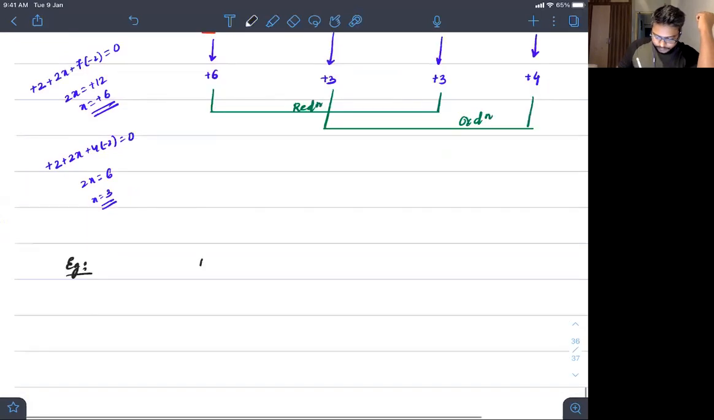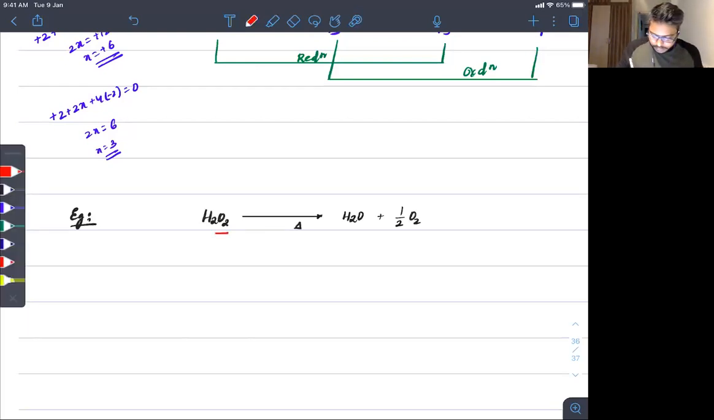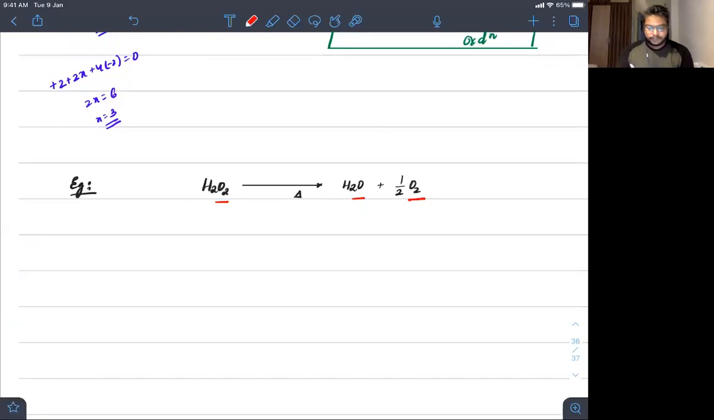Do this now. H2O2 on decomposition, that is H2O2 on heating, will give us H2O plus half O2. Now check the oxidation state of oxygen here, here, and here. What is the oxidation state of oxygen here on the left hand side and on the right hand side?